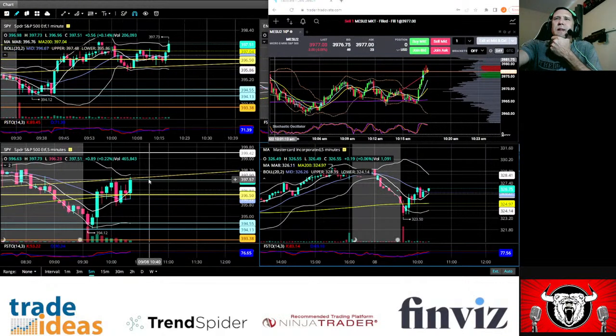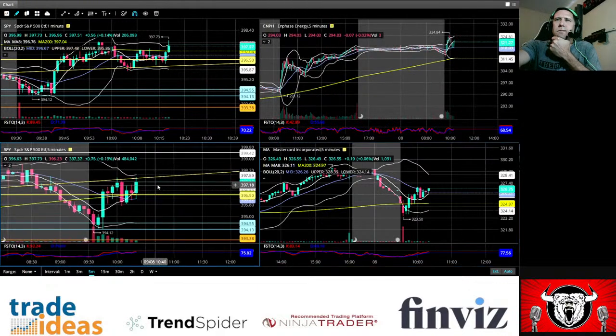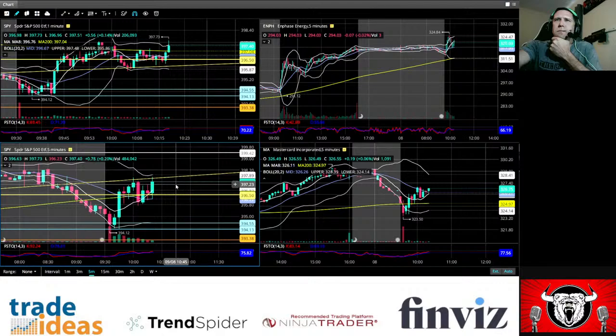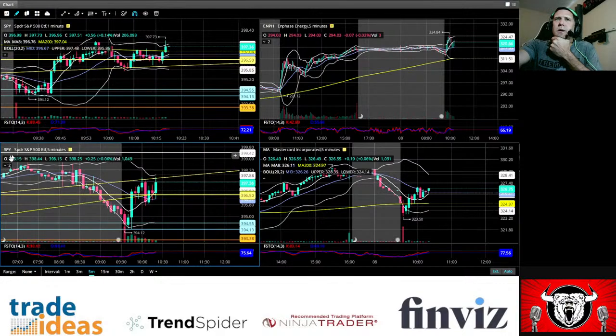Now I have a question. I'm looking at, I think it's SPY 500, and it's at 397. What is that? Am I seeing something wrong? This is SPY. SPY is an ETF for the S&P 500 futures, so it tracks along with the ES.